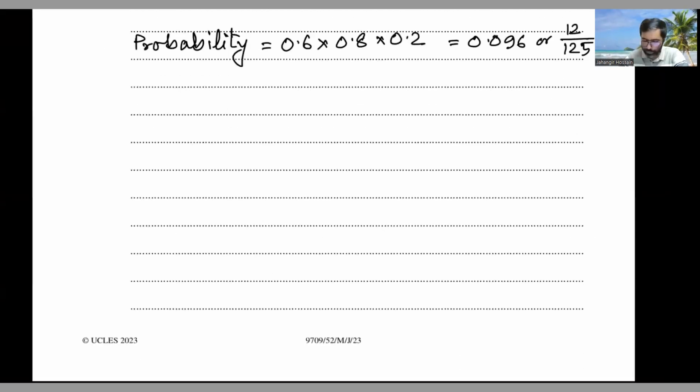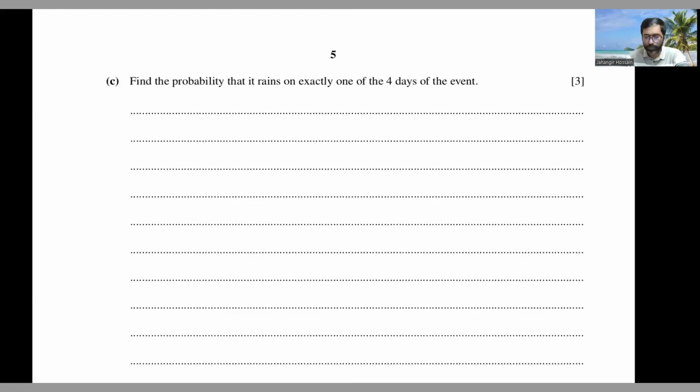That's part B. Is there any further part in this? Yes, there is another part. Part C: find the probability that it rains on exactly one of the 4 days of the event. In that case, the probability is not constant for raining all 4 days. So let's keep it simple. Let's find all the four possible scenarios in which it rains on exactly one of the days.